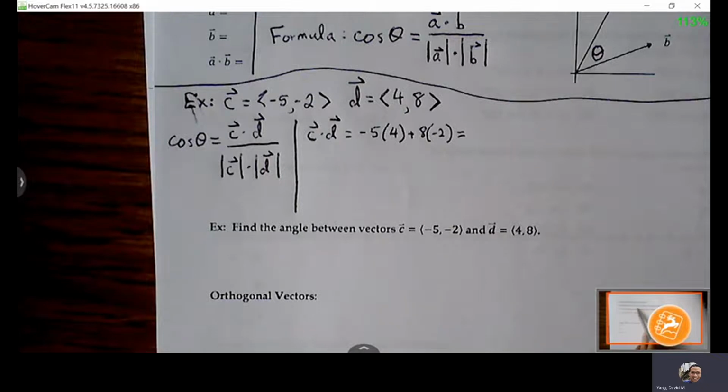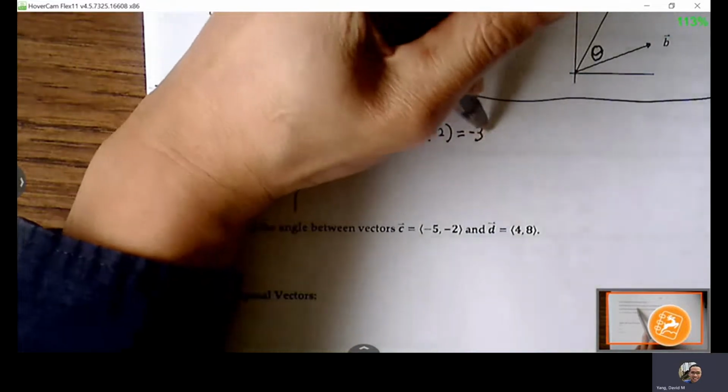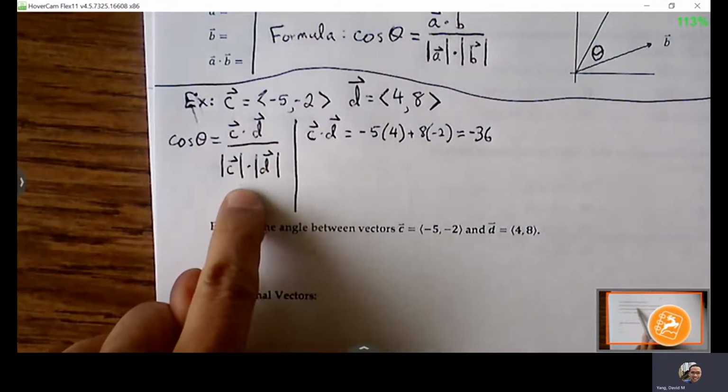-20 minus 16, -36, okay? We'll set that off to the side. We'll come back to it because we need it for this top portion.